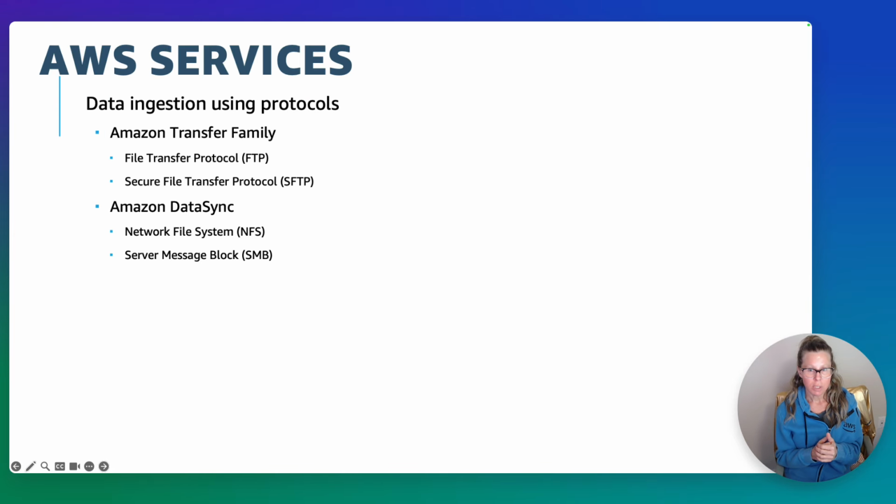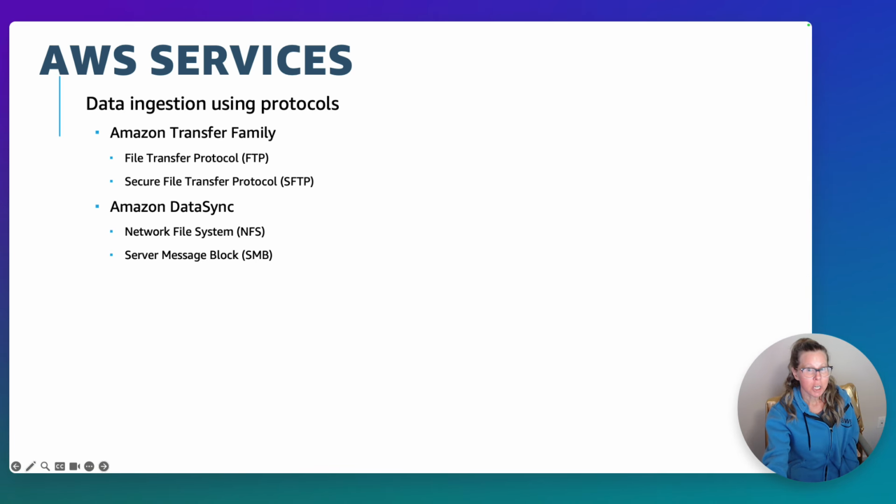What AWS service would you choose if you had to ingest data using the FTP and SFTP protocols? You can use the AWS Transfer Family for file transfers directly into S3 using common file transfer protocols.